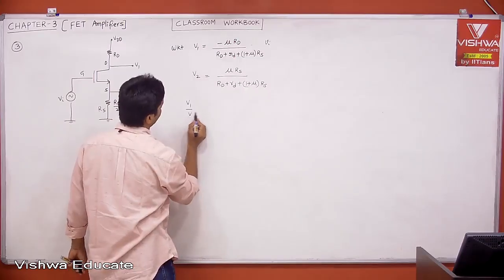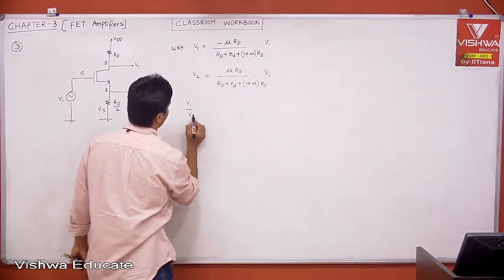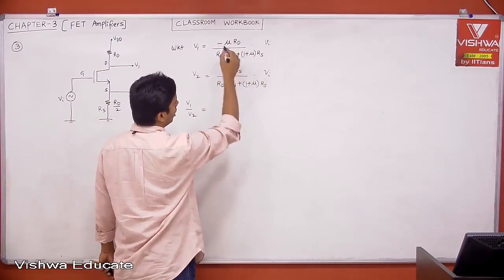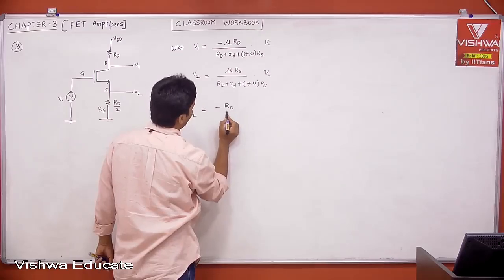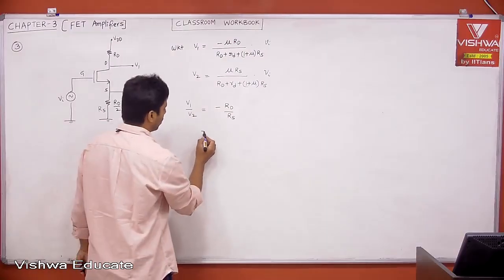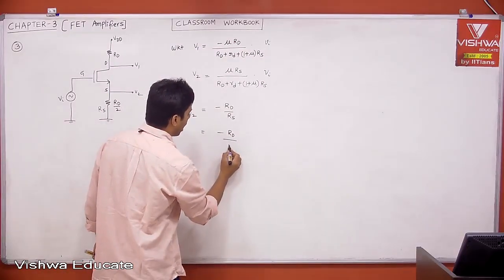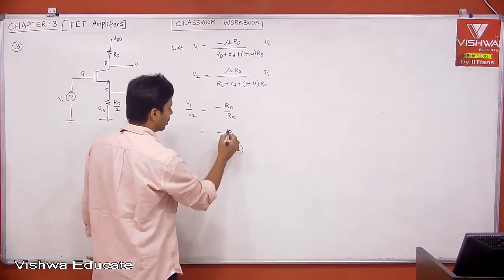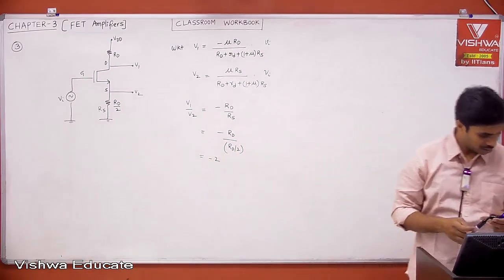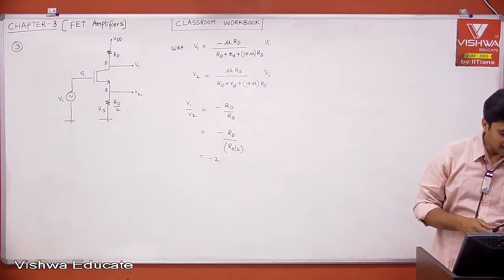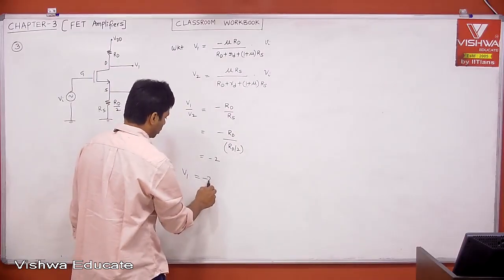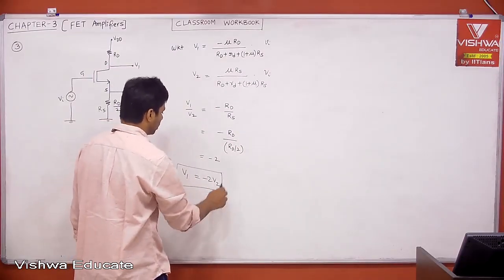Therefore, V1 by V2 into Vi, right? V1 by V2 is equal to this, and this will be cancelled. Mu will be cancelled. Vi will be cancelled. Minus RD divided by RS. But RS is nothing but RD by 2. Therefore, minus RD divided by RD by 2, then it will become minus 2. Therefore, V1 by V2 is minus 2. What is the answer? D. Therefore, V1 is equal to minus 2 into V2. Answer is D.